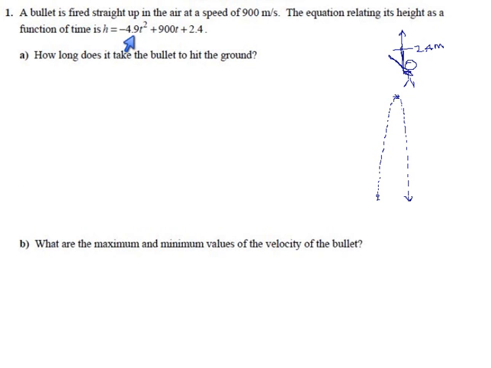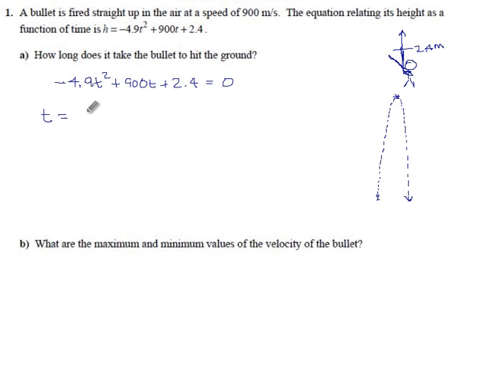So if we have this equation and they're asking about how long the bullet takes to hit the ground, well, that'll be when the height is 0, and that means it's quadratic time again. Minus 4.9t squared plus 900t plus 2.4 equals 0. I've been multiplying these by minus 1 every time. I'm going to not do that once just to prove to you that it still works.